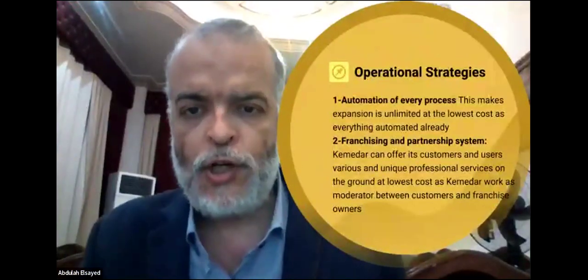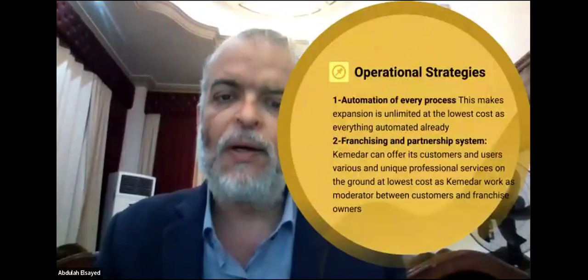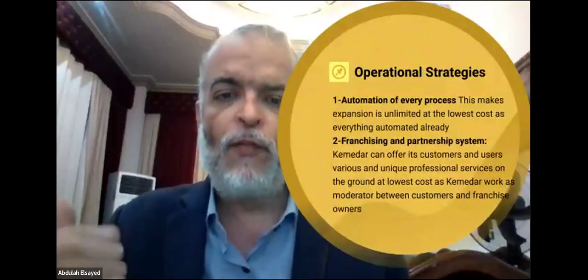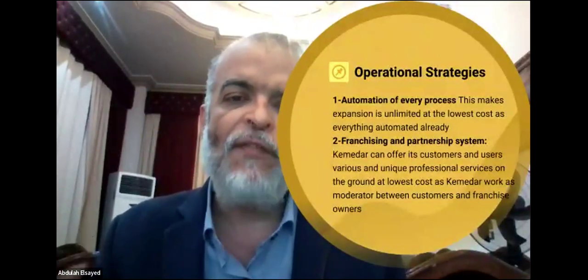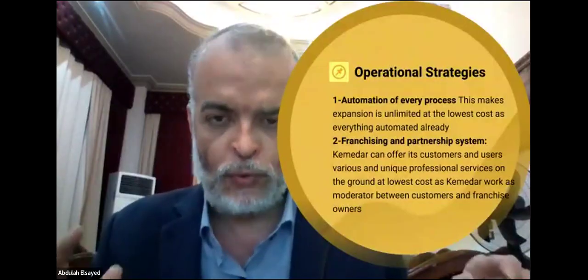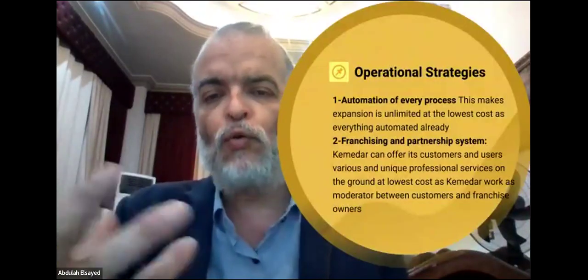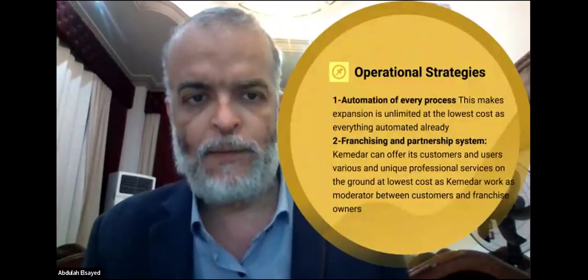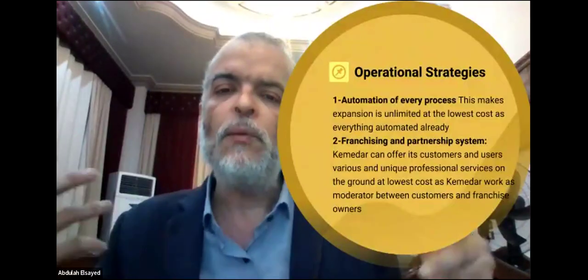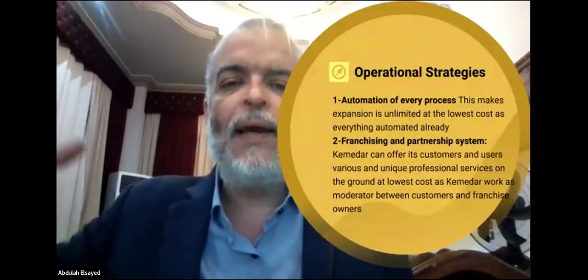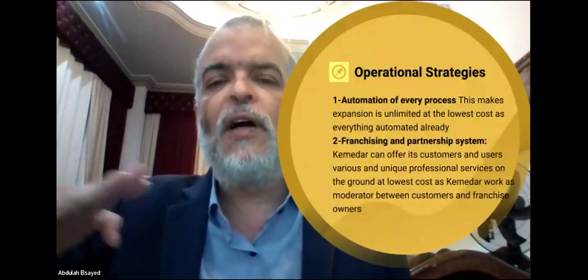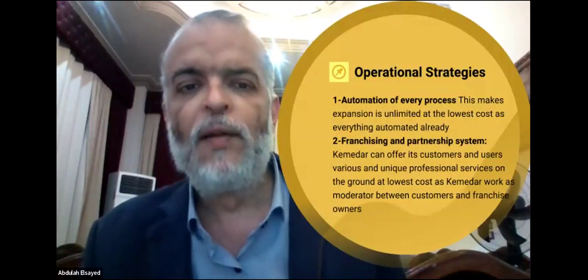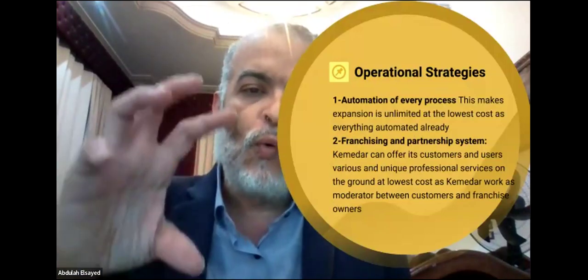Now, our operational strategy. In Kemedar, we have two strategies for the work. The first one is automation in every process. I want to tell you that we make automation of all the operations in our system. Why? Because our main goal is to be in different countries, and cover as much as we can of the countries all over the earth. That's why we make automation for all the things.